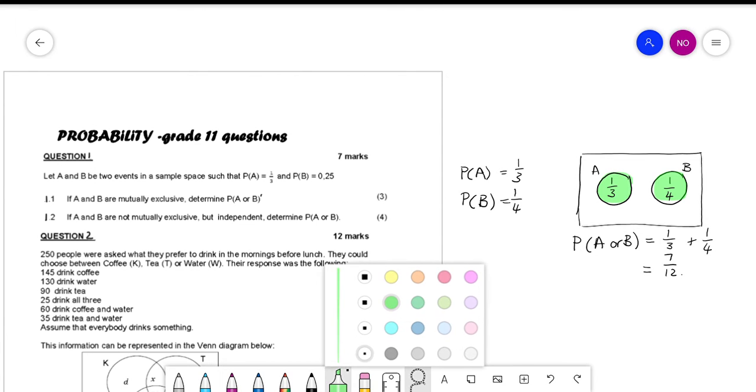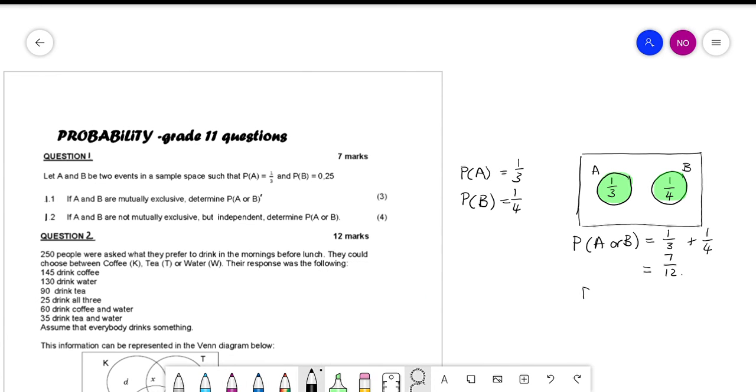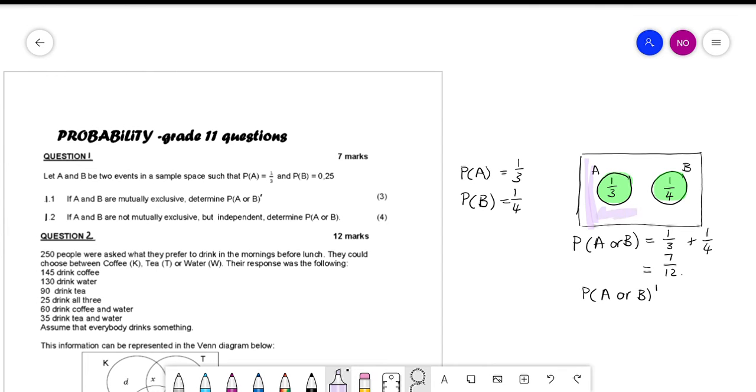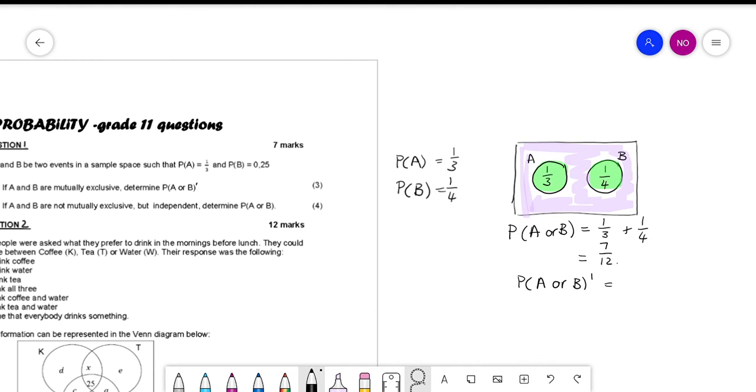But they are looking for the probability that neither A or B will take place. In other words, I'm looking for this area of the diagram. En onthou ons het gesê alles moet optel tot by 1, so then you say 1 minus 7 over 12 will give you 5 over 12.